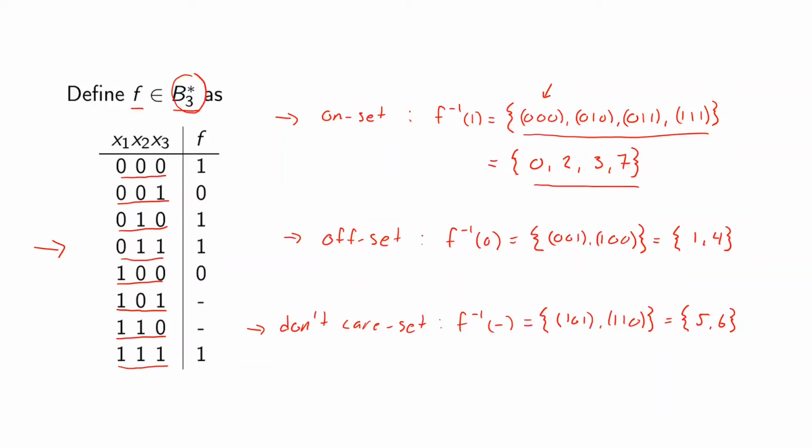If we want to define the function, it is enough if we only give two of these sets. So if we give only the onset and the offset, then the rest will be the don't care set. Similarly, if we give only the offset and the don't care set, the rest will be the onset. And of course, if we only give the onset and the don't care set, the rest will be the offset. So it is enough to uniquely specify the function by giving two of these sets.